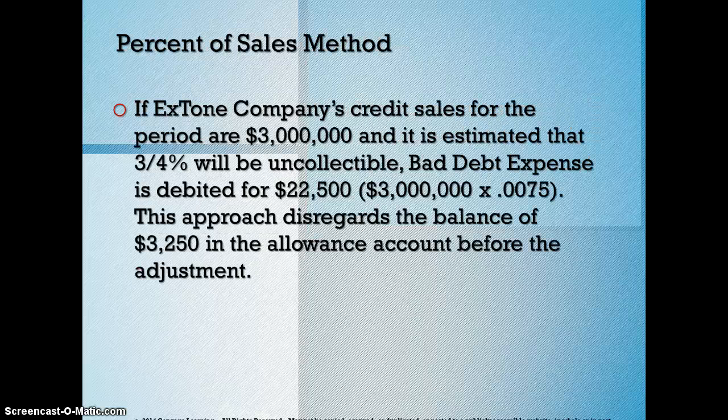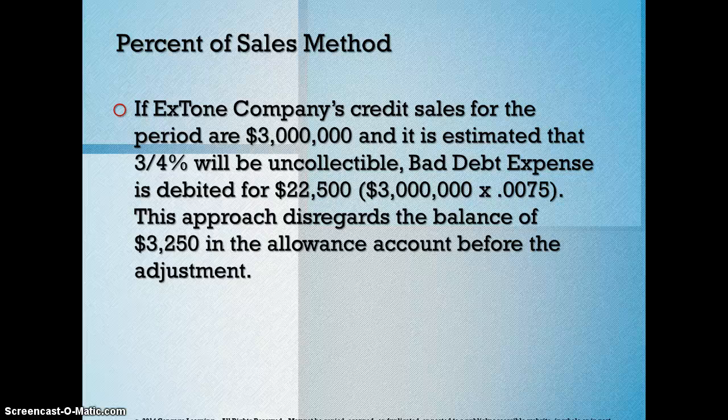Okay, percentage of sales method says if Extone Company's credit sales for the period are $3 million and it estimates that 0.75% will be uncollectible, then bad debt expense is debited for $22,500. So we just take our credit sales and multiply it by the percentage that we expect to be uncollectible, and we end up with $22,500. When we use, this is key, when we use the percentage of sales method, we will ignore whatever the current balance is in our allowance account.